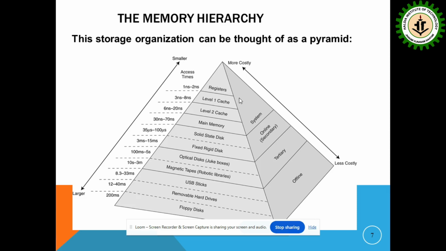apart from the CPU. Then the USB sticks, which have an access time of 8.3 to 33 milliseconds, the removable hard drives with 12 to 40 milliseconds of access time, and lastly, the obsolete drives which are not seen nowadays, that is the floppy disk with 200 milliseconds of access time. And we call them offline memory storage, which are the least costly, higher in size, and very slow in speed.